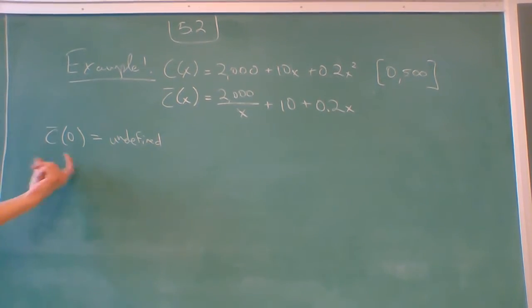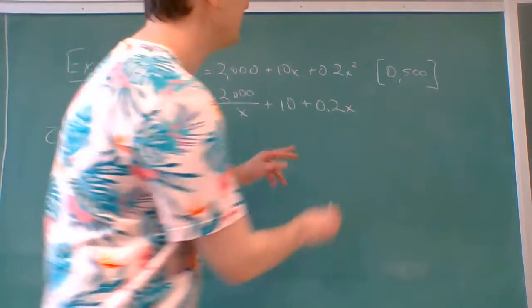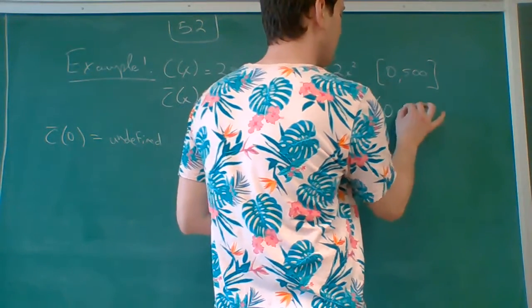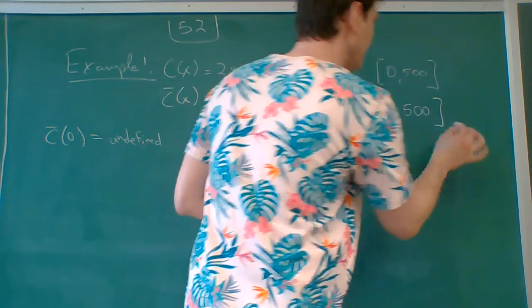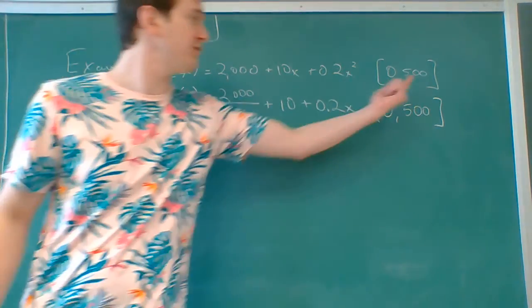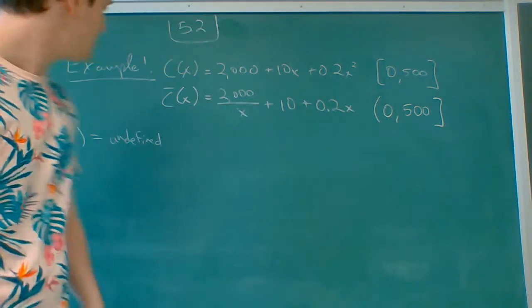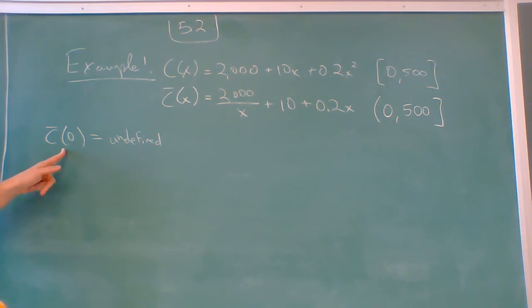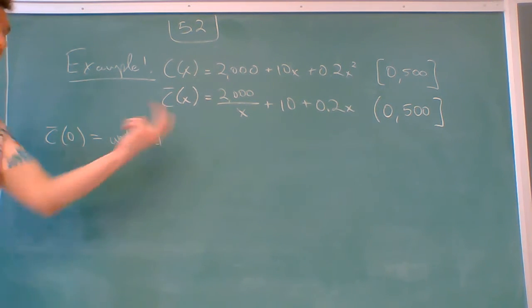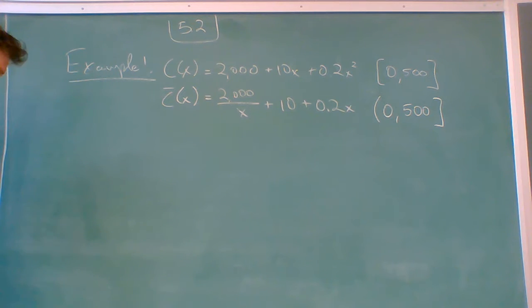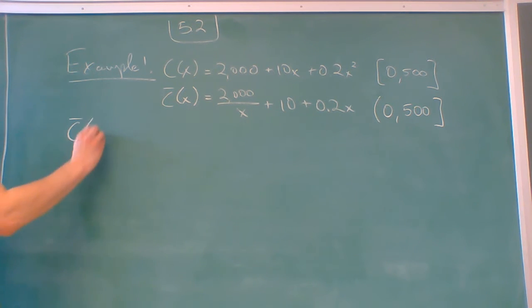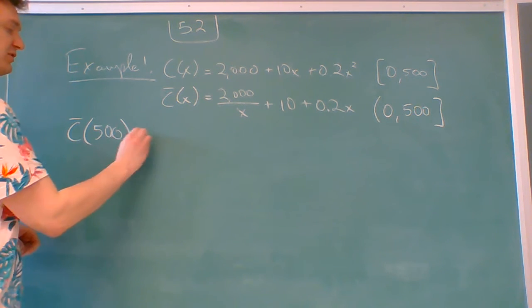Okay, since C bar of 0 is undefined, then I suppose that the domain that we actually want to look at for our average function is going to be not 0 to 500 including 0, but 0 to 500 excluding 0. So that means we don't need to check this endpoint because it's not actually an endpoint here. So we need to check the other side, which is 500.